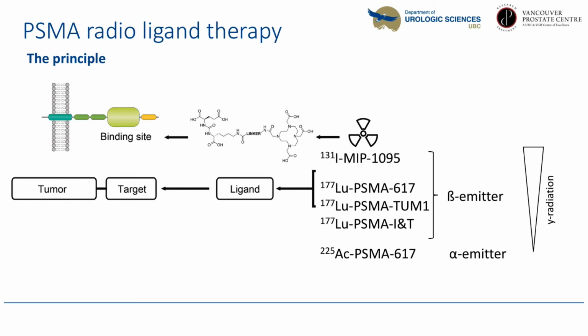So far there have been 3 compounds in clinical evaluation. One is iodine, the other one is lutetium, and the third is actinium. Iodine and lutetium are beta radiation emitters, and actinium is an alpha radiation emitter. And that may be of importance, I'll tell you a little bit later on.